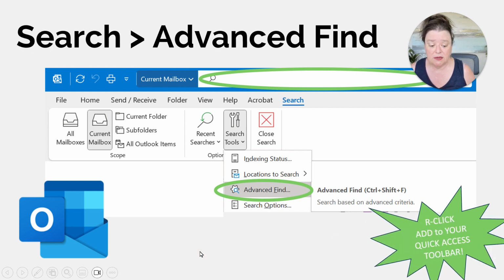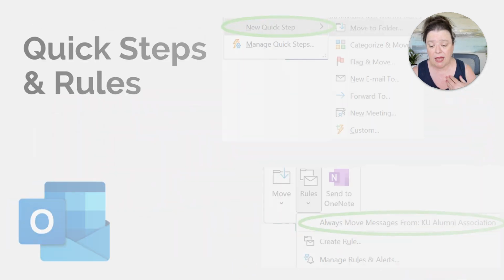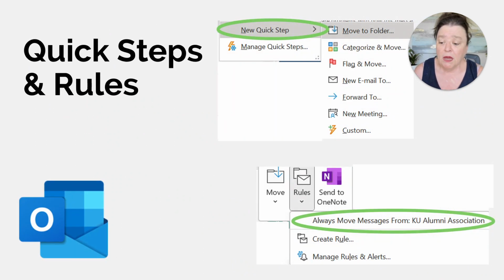But what that does is it brings up this particular box. And what you can do here is a much more granular search, checking for specific things and specific parts of the message. You'll do much better with your search using the advanced find. So again, that was Ctrl+Shift+F to get that menu if you like the keystroke keys, or you can add that to your quick access with a right click.